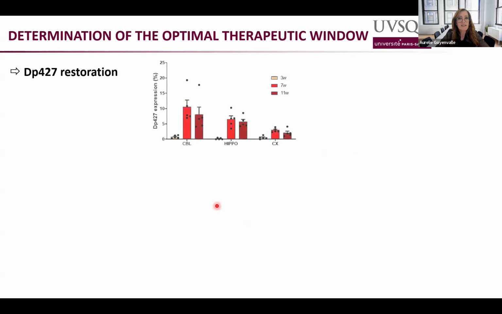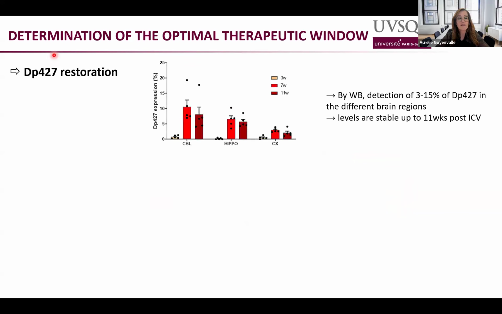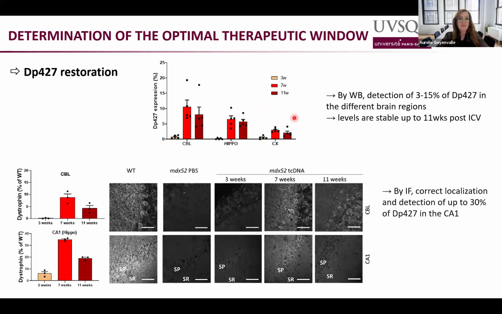So we also validated the dystrophin restoration and the extent and duration of the restoration. By Western blot, we detected between 3 and 15% of DP427 in the different brain regions, that was again stable between 7 and 11 weeks. The DP427 expression was also confirmed by immunostaining.